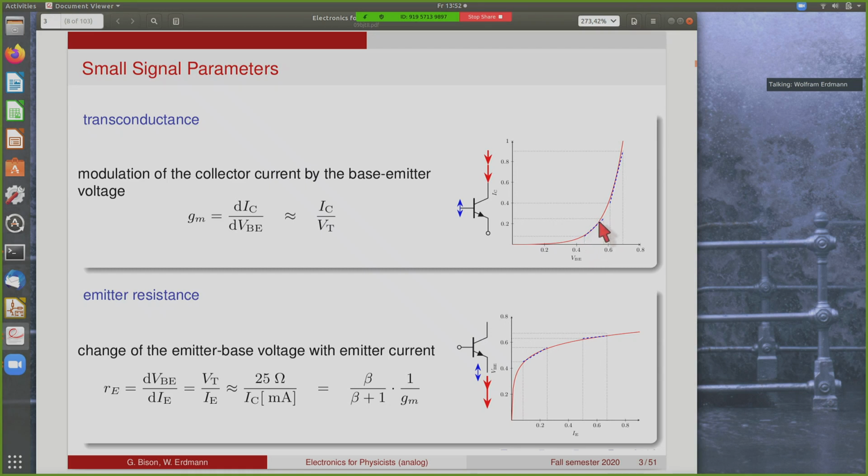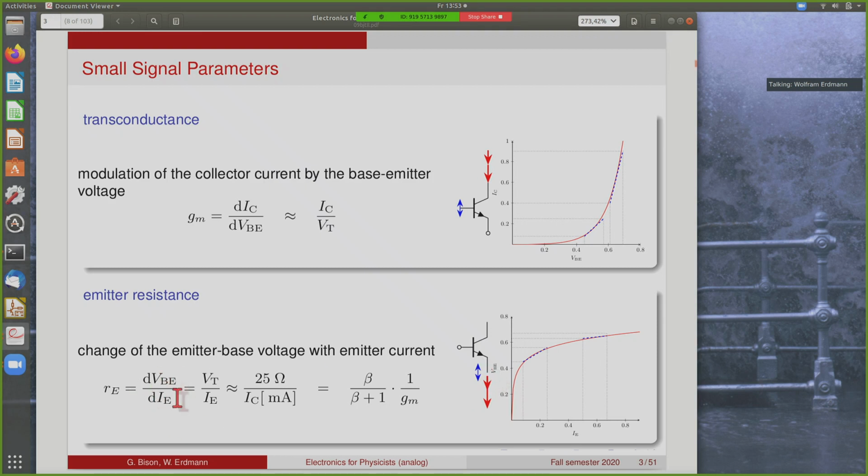So when you are at low currents or low VBE, then the slope is much smaller than when you go to higher currents or higher VBE. The other important characteristic or parameter is the so-called emitter resistance. And this tells you how the current changes when you change the base emitter voltage, which is kind of similar, of course.